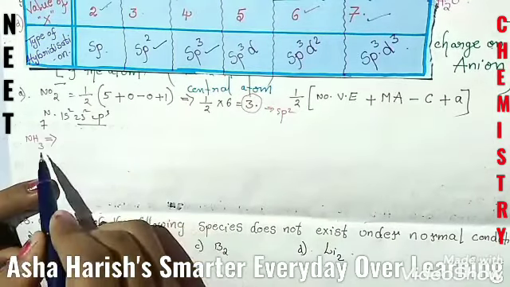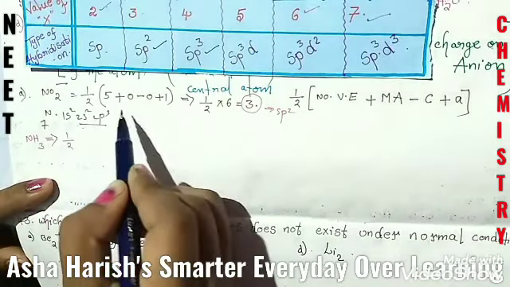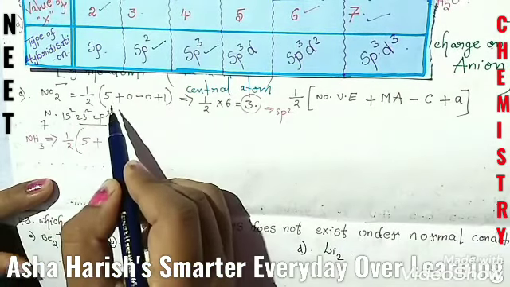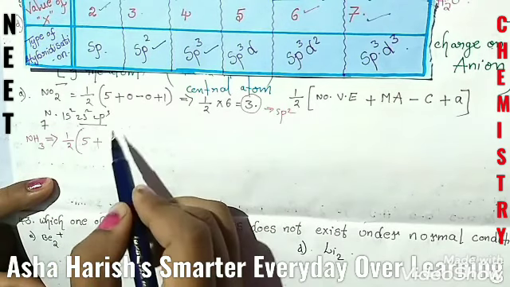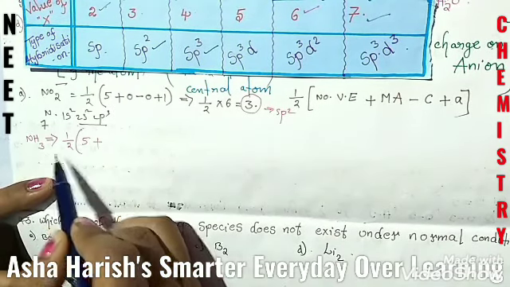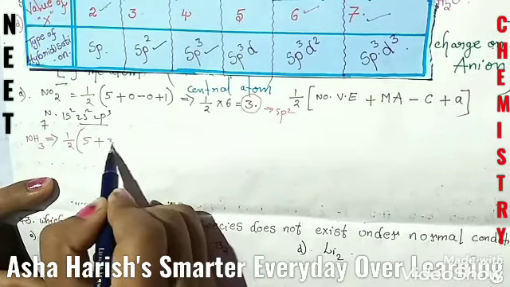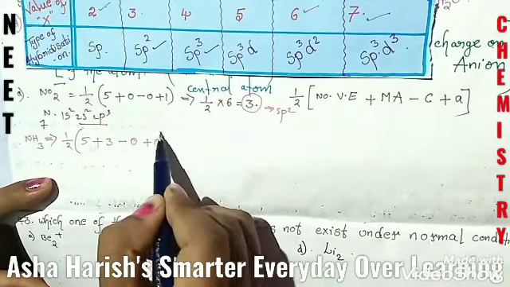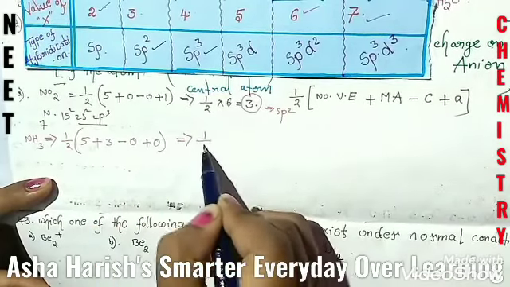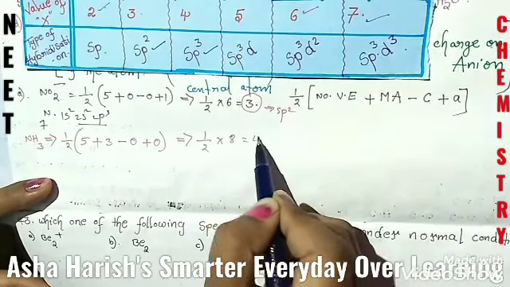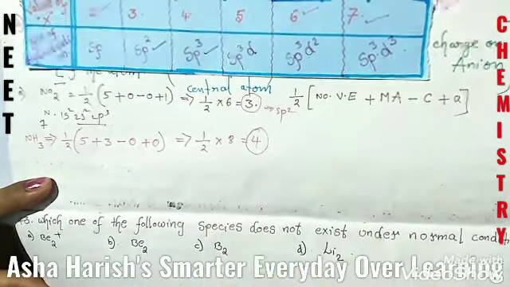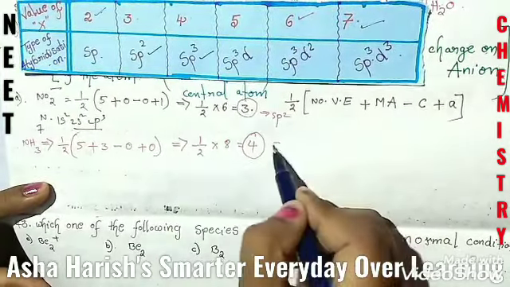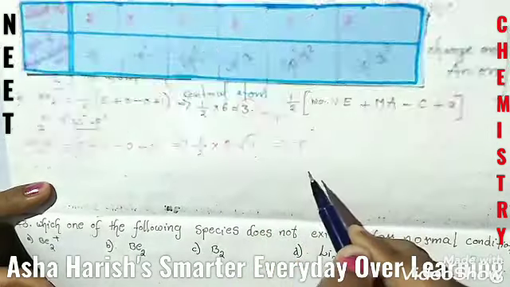NH3, here also the central atom is nitrogen, and we have to take half into the same as we did previously. 5 for nitrogen, there are 5 valence electrons, plus the monovalent atoms here are hydrogen, we have 3, then minus, there are no ions here, so 0 plus 0. Okay students, half into 8 we have, that is 4. Here the bond order 4 we got, and if the X value, the bond order value, is 4, the hybridization should be sp3. You should write here sp3 hybridization.